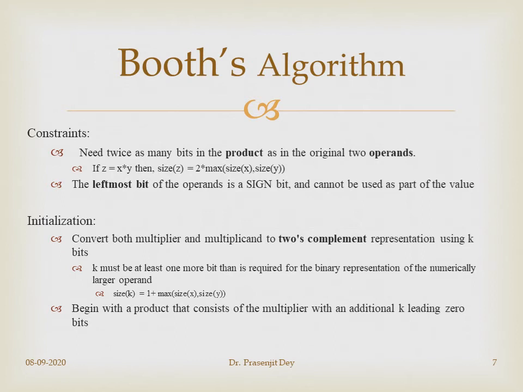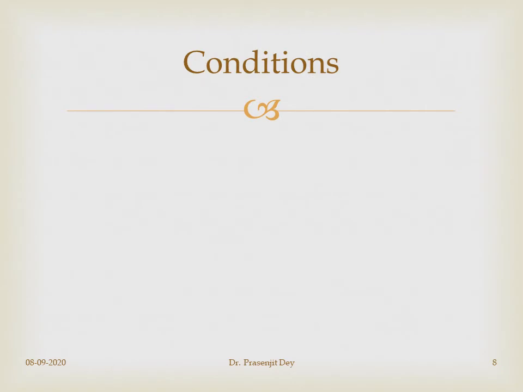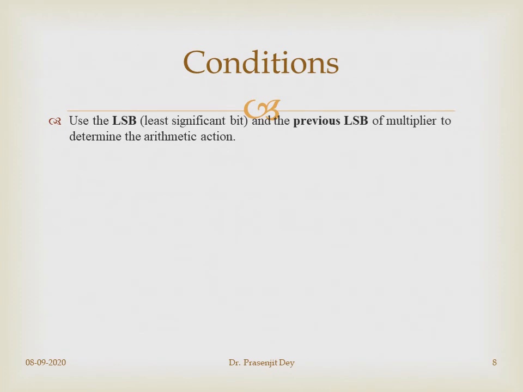For initialization of the product register, it should consist of the value of the multiplier with an additional k leading 0 bits. Now what are the operations in Booth's algorithm? In Booth's algorithm, we consider the least significant bit of the multiplier and the previous least significant bit of the multiplier to determine the arithmetic operations. In the first phase, the previous least significant bit of the multiplier is considered as 0.